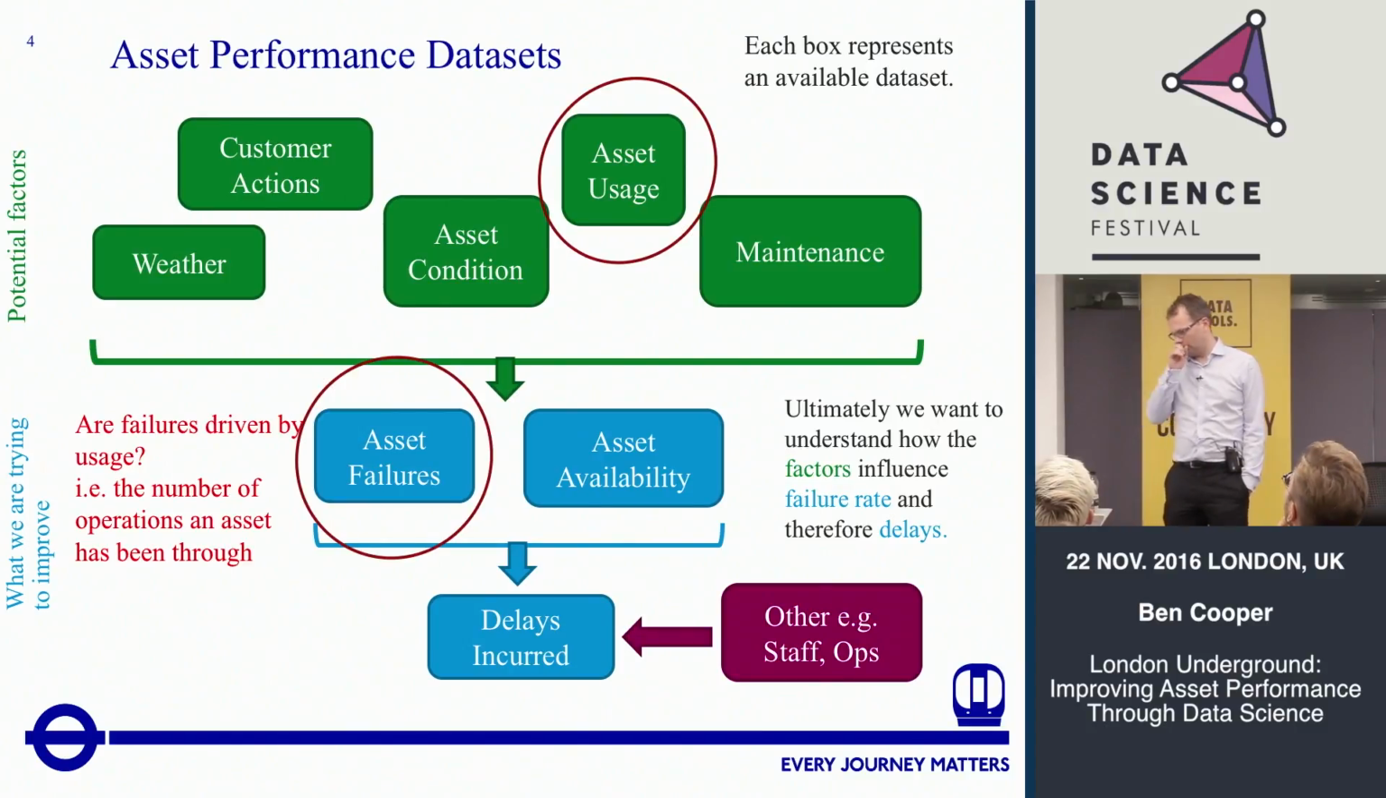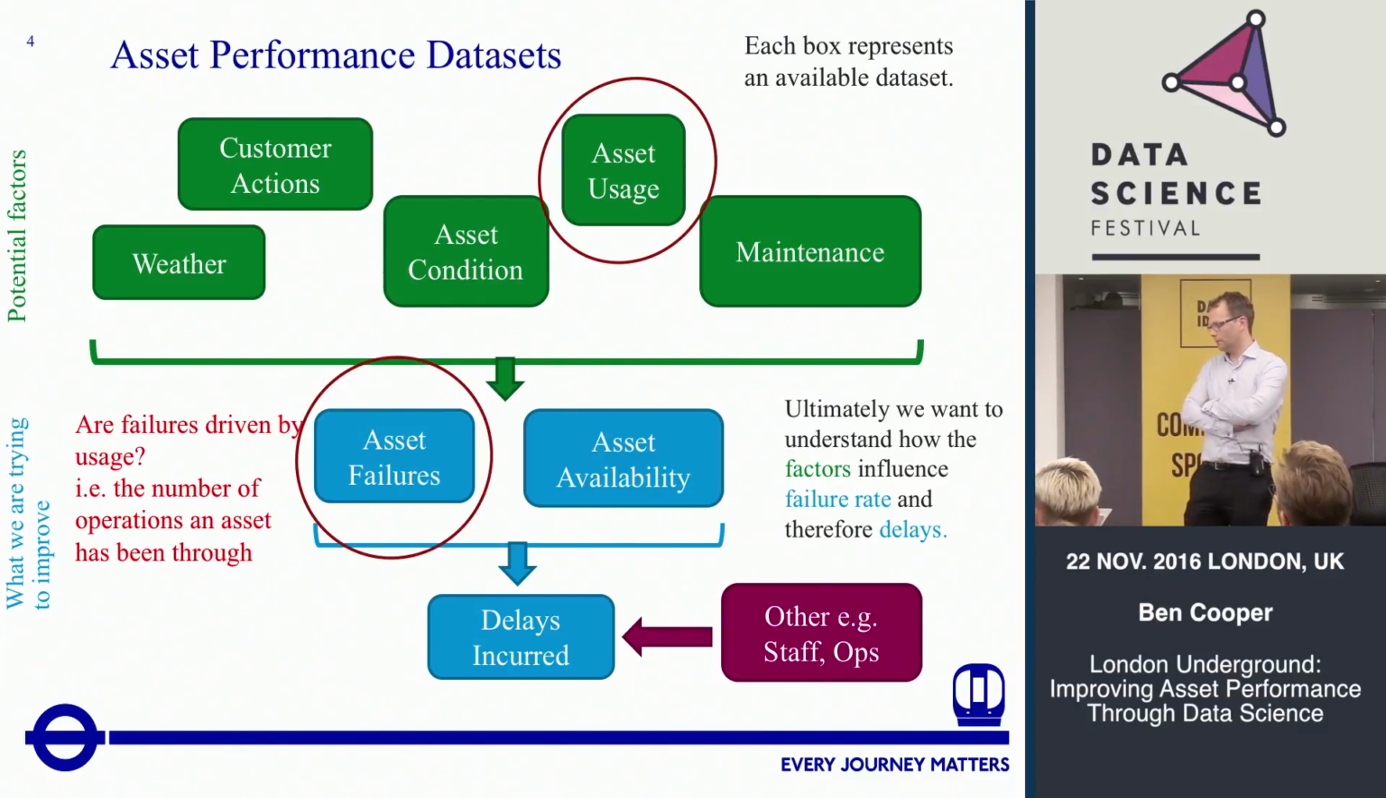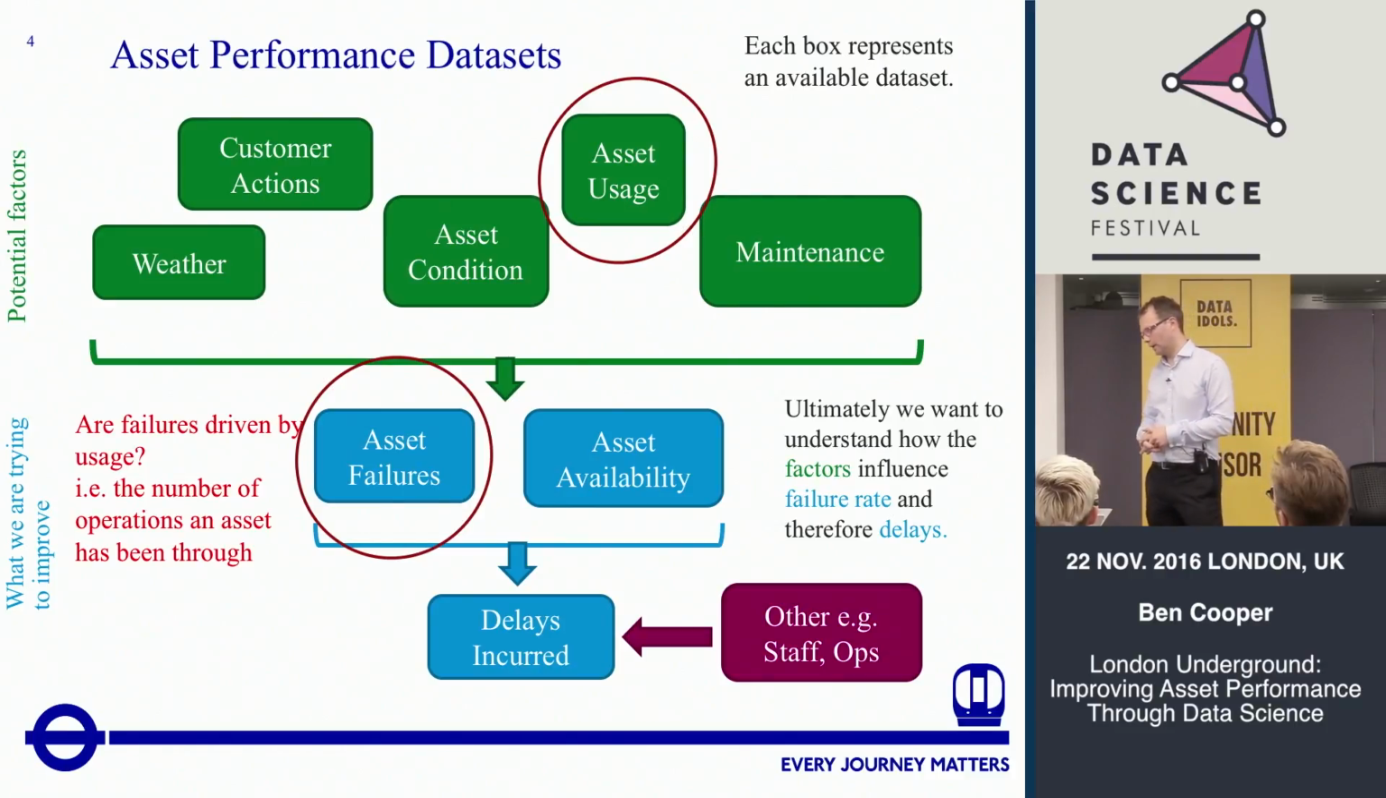So the rest of the talk will be a couple of examples of where we've tried to correlate some of these factors with some of the things we're trying to improve. The first one will be looking at how failure is driven by usage. Is the number of operations an asset has been through important for determining how likely it is to fail?